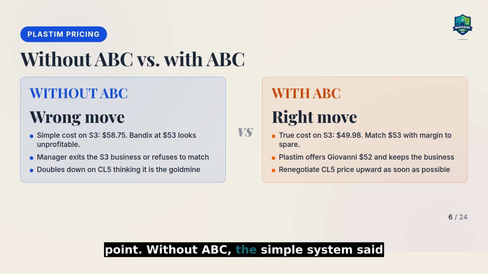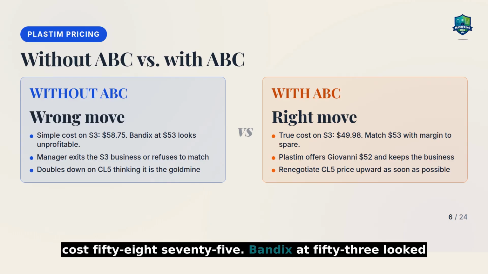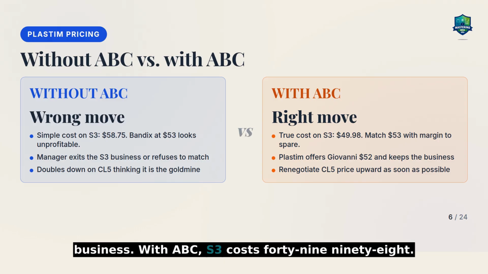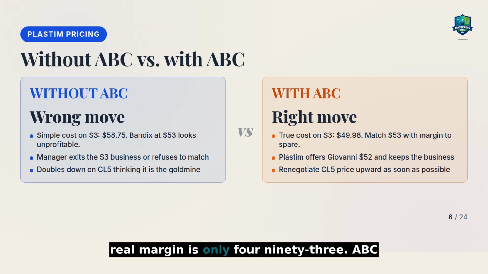Without ABC, the simple system said S3 cost $58.75. Bandix at 53 looked unprofitable. Plastim might have exited the S3 business. With ABC, S3 costs $49.98. Plastim offers Giovanni 52 and keeps the business. Meanwhile, they renegotiate CL5 upward because the real margin is only $4.93. ABC saves the company from the wrong strategic move.